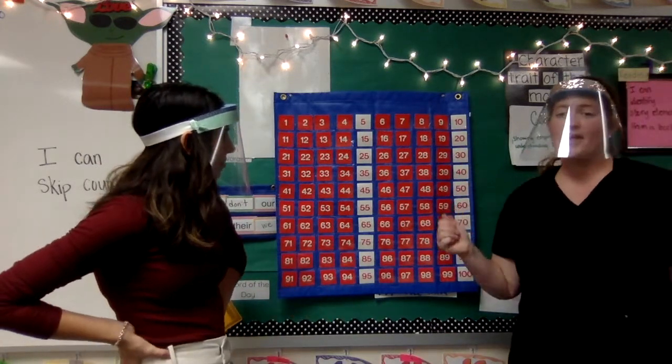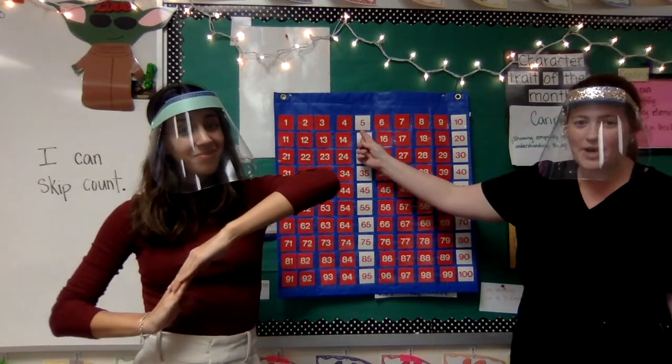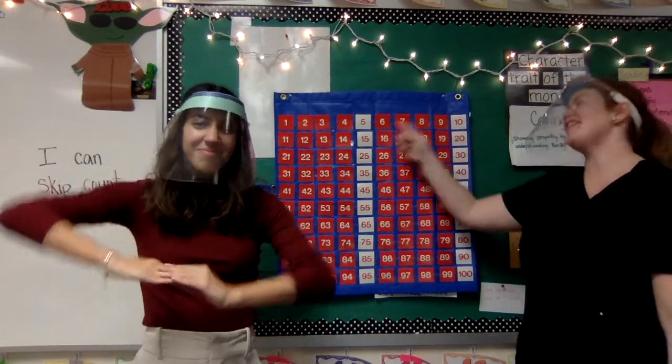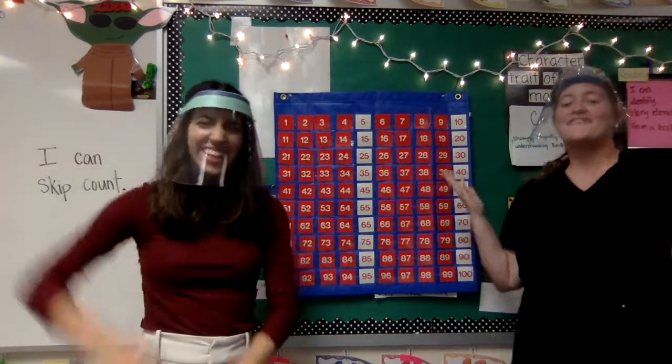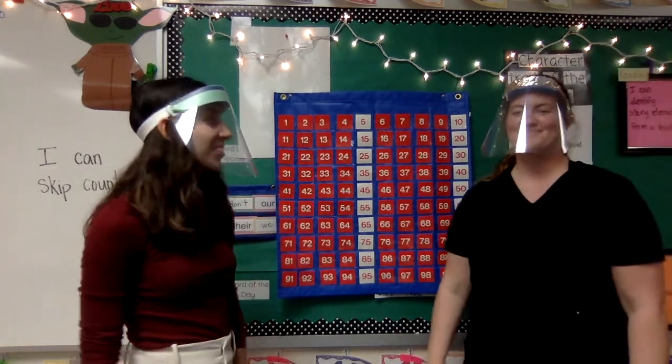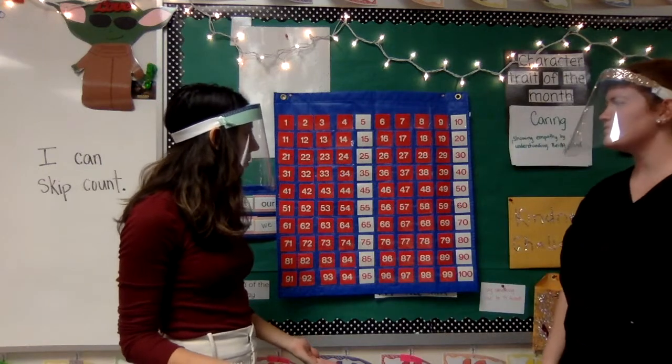Well, when I skip count by fives, I'm going to have a 5 in the ones, and then a 0, and then a 5, and then a 0, and then a 5, and then a 0. It follows that pattern. That's right. Well, should we practice skip counting by fives?